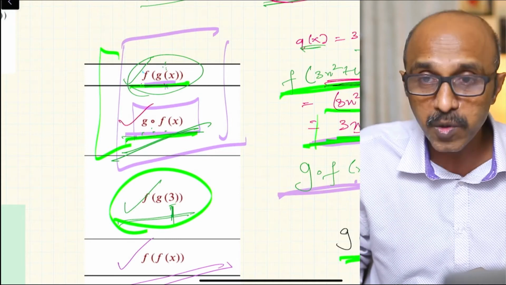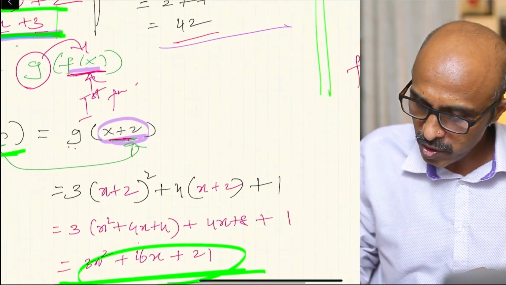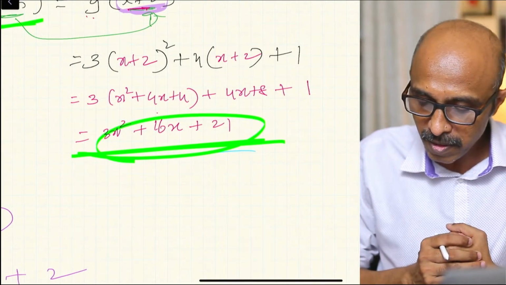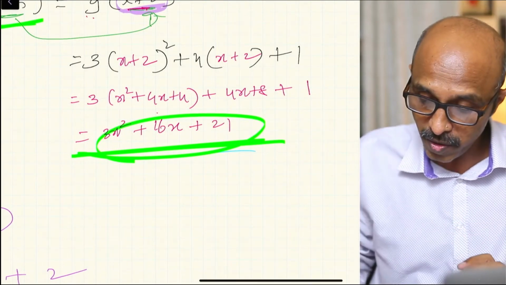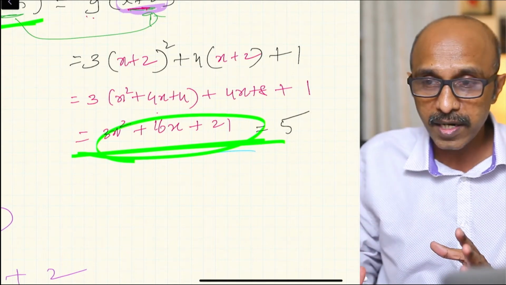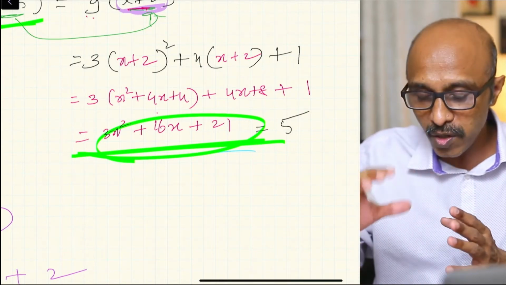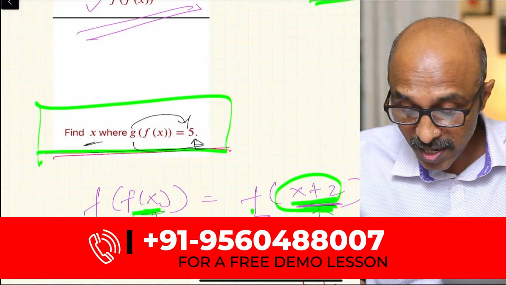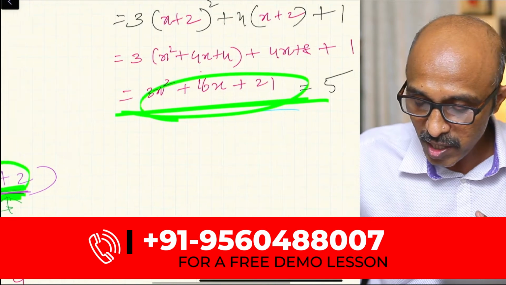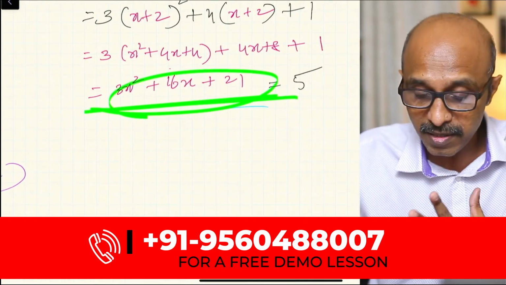In the second question, we found g of f of x, and we found that to be equal to 3x squared plus 16x plus 21, all right? You can equate this to 5 and then solve the quadratic, all right? So that's one way to do it because you've already solved g of f of x. And the question said find x where g of f of x is equal to 5. So you just have to equate this equal to 5 and you can solve for x.